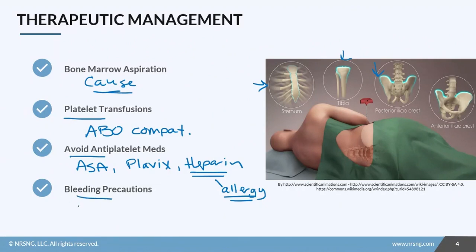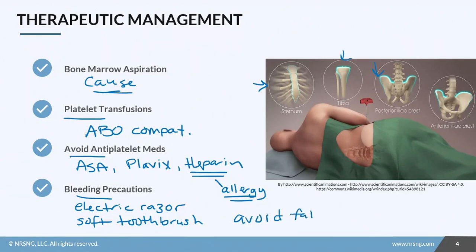Then, of course, we want to put the patient on bleeding precautions. Okay, so this means electric razors only, no straight blade razors. They need a soft toothbrush so that they don't have bleeding from their gums. We want to avoid falls. I mean, we always want to avoid falls, right? But in a patient who can't clot, if they fall and have some sort of head injury or really anywhere, that bruising and that bleeding is going to be much more severe than it would be normally. And it is possible for a patient to go home with thrombocytopenia, so we want to make sure the patient understands these precautions as well and knows how to avoid falls, especially at home.